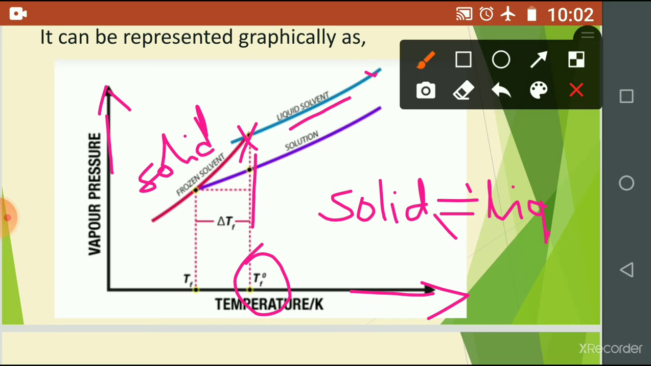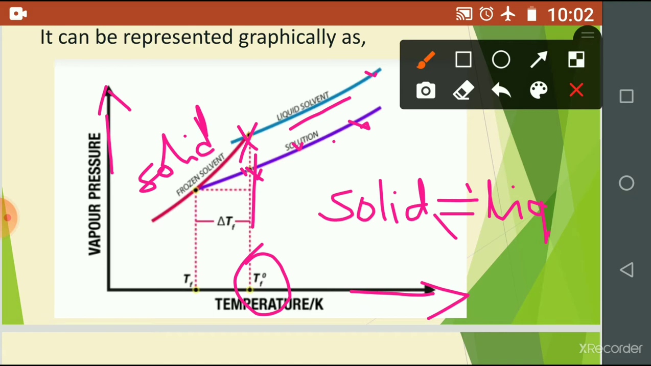If we add a non-volatile solute to the pure solvent, the vapor pressure of the solution formed will decrease. So in the graph, the solution curve lies below the solvent curve, as we have seen in the elevation in boiling point. If we go on decreasing the temperature, then at the freezing point of the solvent, the vapor pressure of the solution will not become equal to that of the vapor pressure of the solid solvent, because the non-volatile solute will not vaporize.